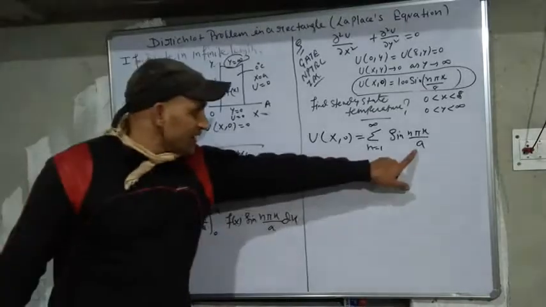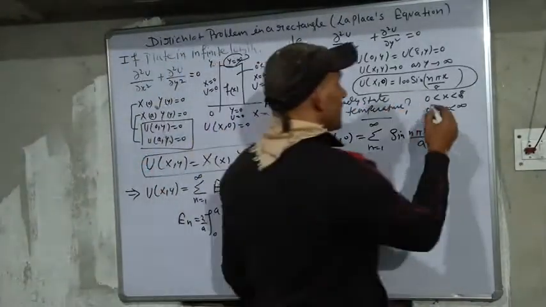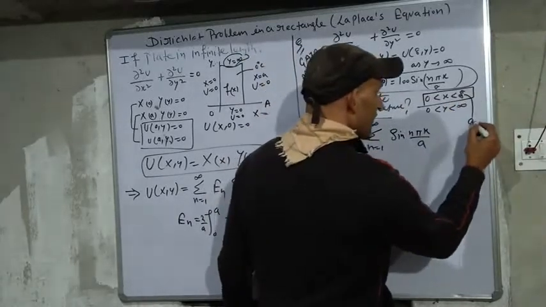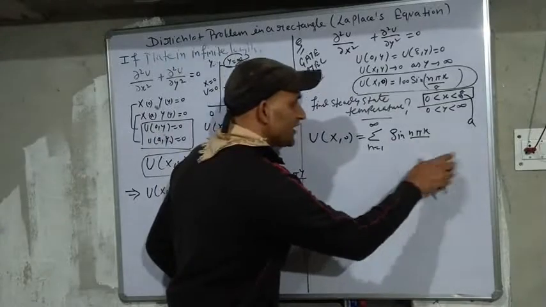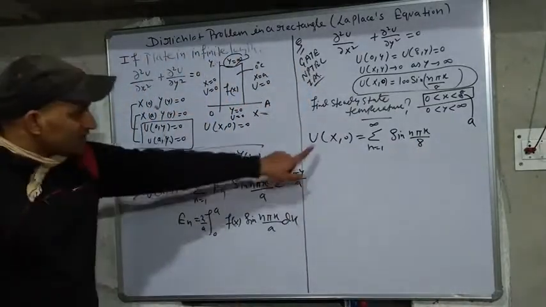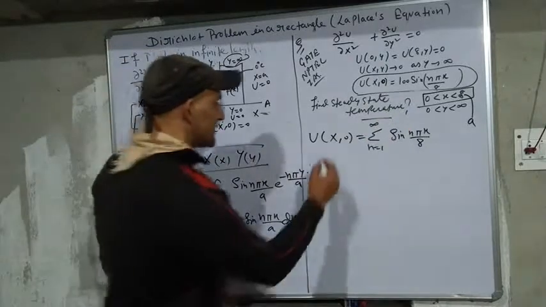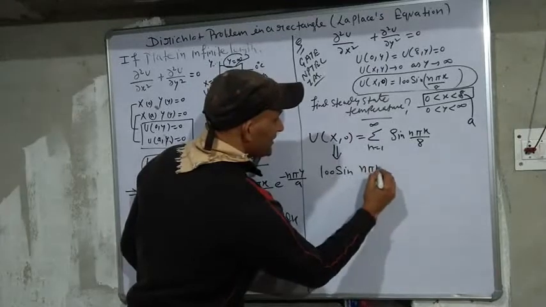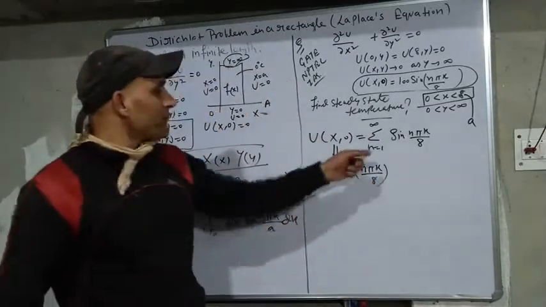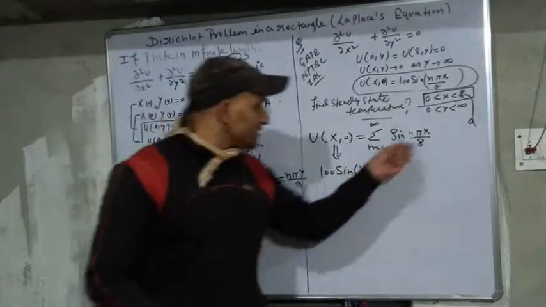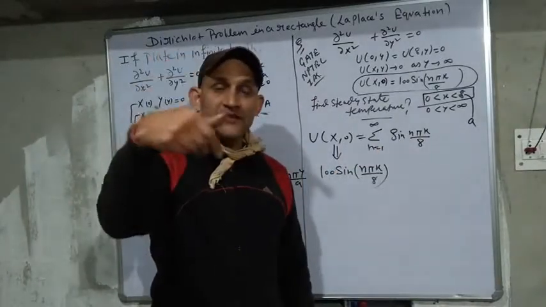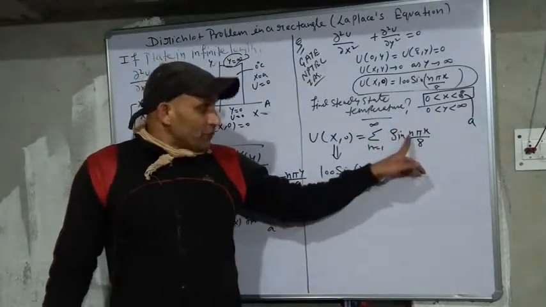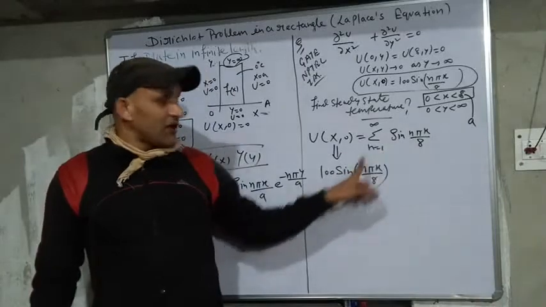Now what is a? A is equal to 8, because the length, or you can say the width, is equal to 8. So you will write 8 here. Now this value u(x,0) they have given us is 100 sine(n pi x upon 8). Now you will compare this and this. You have to put the sum over n equal to 1, 2, 3, 4, 5, 6 up to infinity. So you will check what value we put in place of n so that we get the same value.